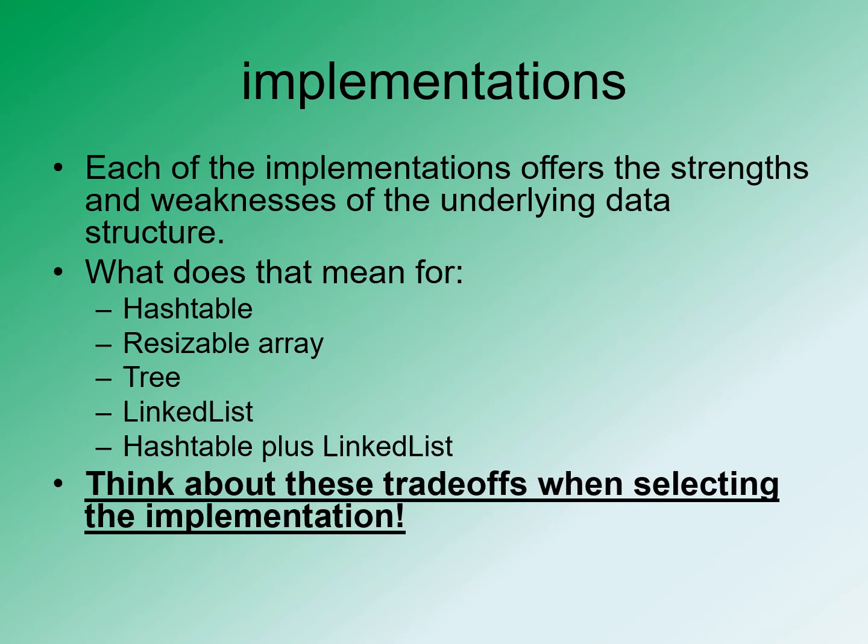Each of the implementations offers the strengths and weaknesses of the underlying data structure. What does that mean for hash table, resizable array, tree, linked list, hash table plus linked list? Think about these trade-offs when selecting the implementation.